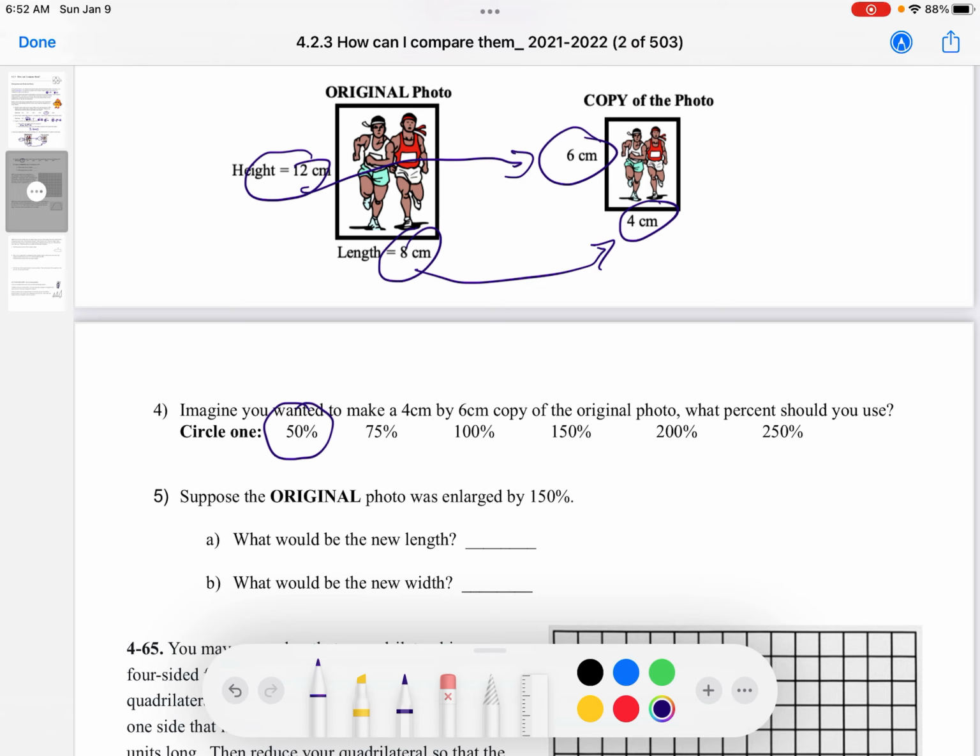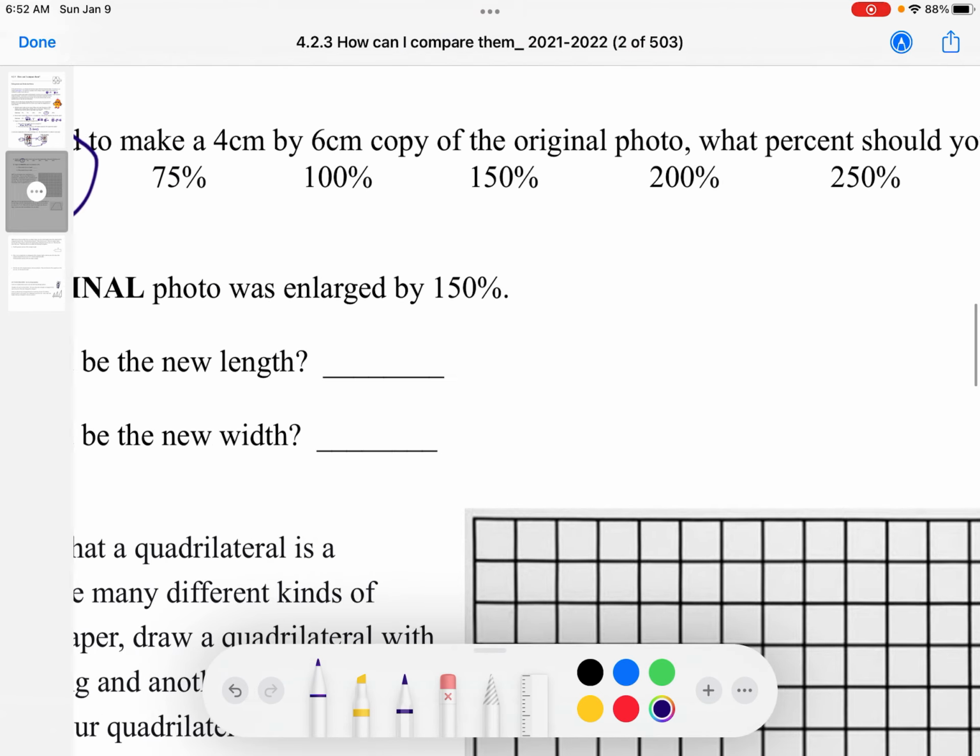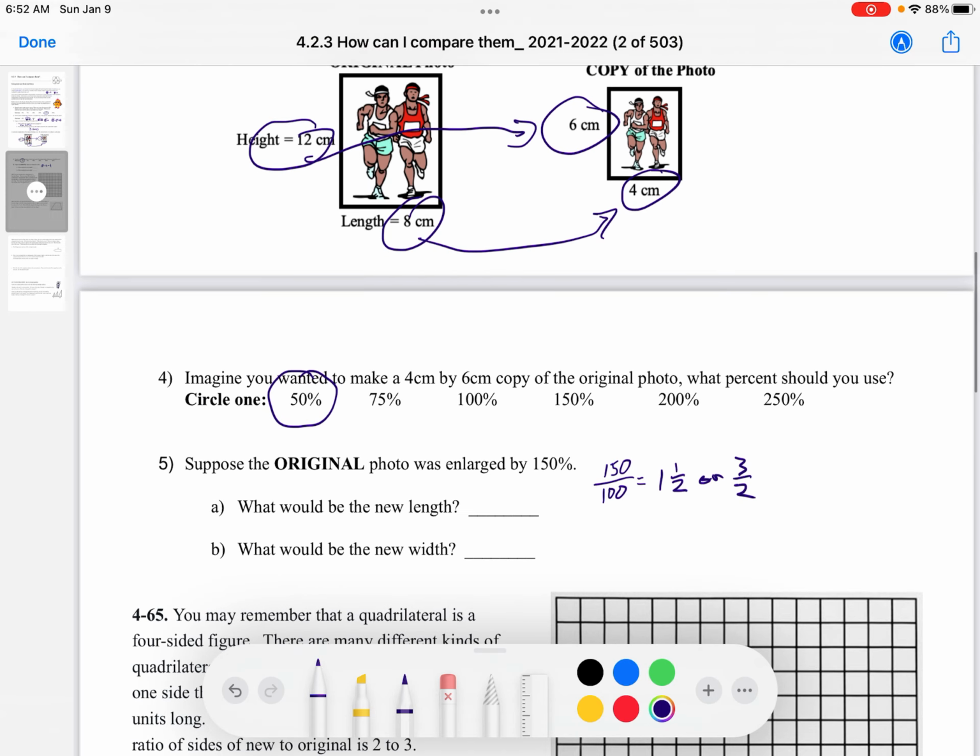Suppose the original photo was enlarged by 150%. Enlarged would be 150 over 100, and that equals what? You could multiply by that, but what we'll get to is this with some reduction would become 1 1/2 or 3/2. So that is an increase. So I need 1 1/2. Well, what is 1 of that? If I'm looking at the new length, the length is at the bottom, right?